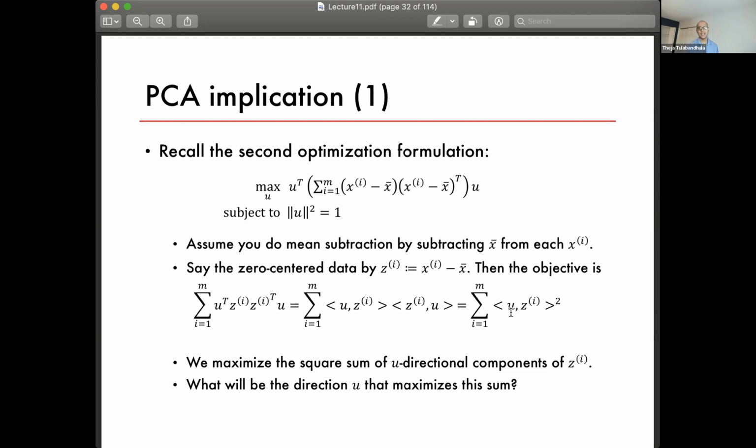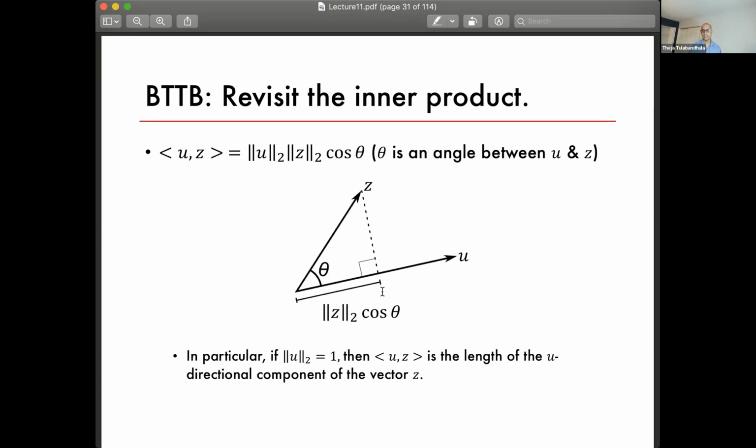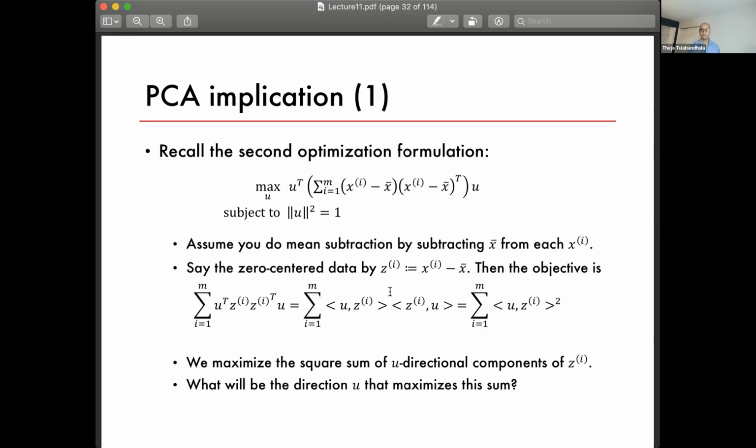And when we're trying to maximize this objective, remember each of these inner products U comma Zi, when our U is unit length, is just the length of the U direction component of Z's. We just saw it in the previous slide. These are the lengths being captured. So we are trying to find a U such that these lengths are as long as possible. We are just trying to find a direction U that maximizes this sum of lengths. And with that context, we can answer Shubham's question.